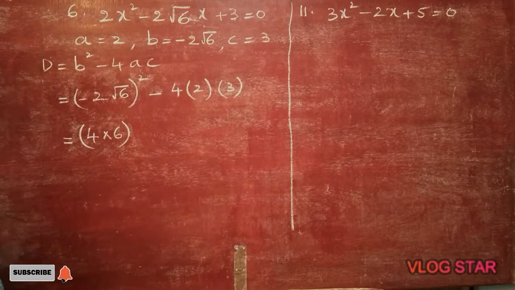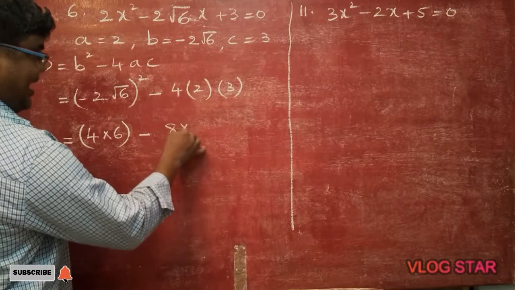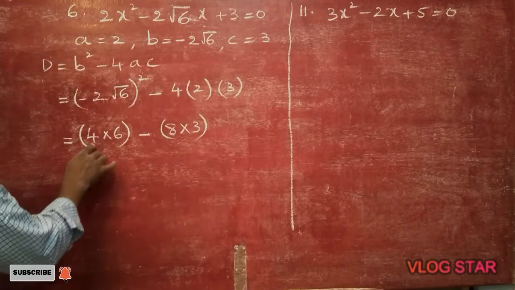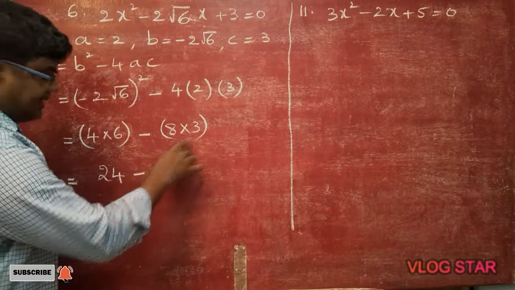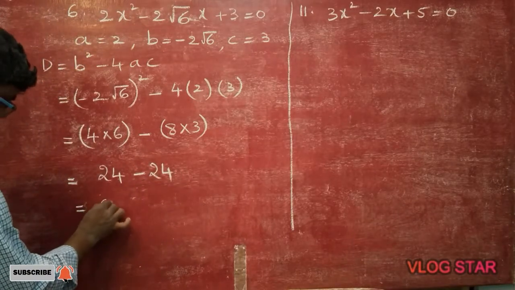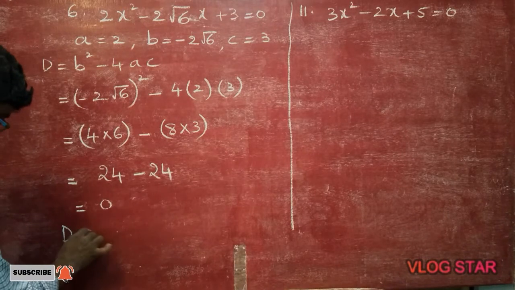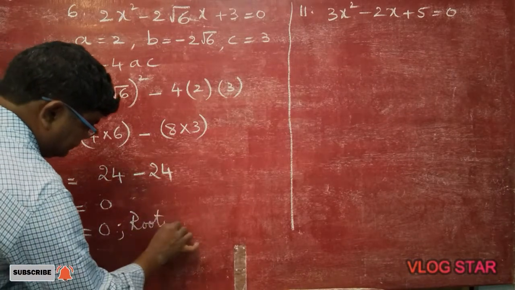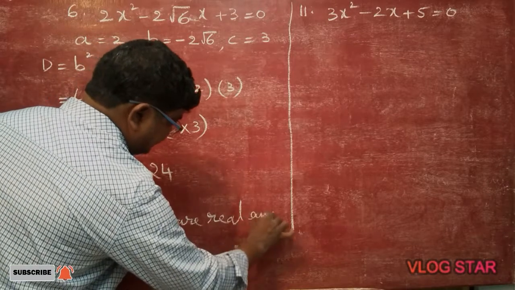Keep it in one bracket. Minus 4 2s are 8, 8 3s we have to multiply. Now 4 6s are 24, minus 8 3s are 24. 24 minus 24, how much? 0. When we get 0, D is equal to 0, which means what? Roots are real and equal.